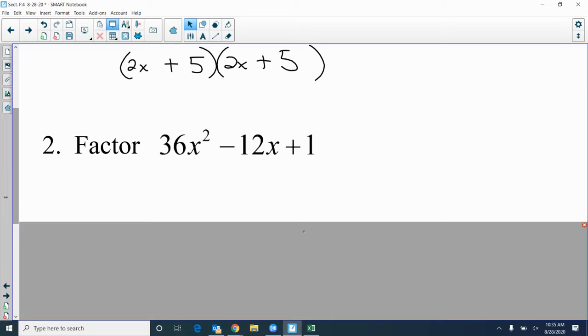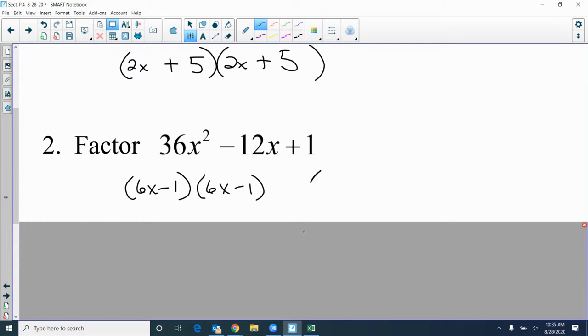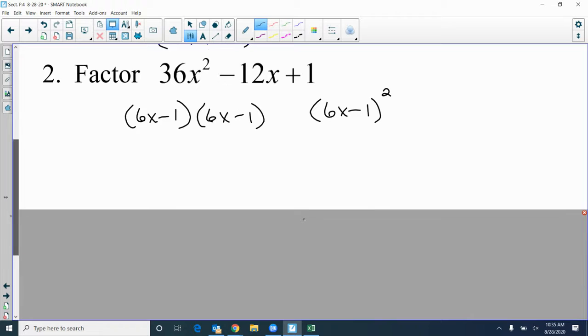All right, what are we going to get? Madison, Lissy, what do you think for this one? 6x minus 1. Okay. 6x minus 1 times 6x minus 1. Yeah, and even for that last one, I probably should have written it as 2x plus 5 quantity squared. So if you got a perfect square trinomial, you're going to end up with a quantity squared as your answer. Okay, for that.